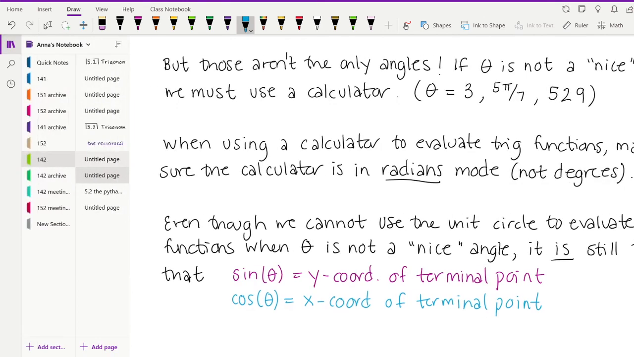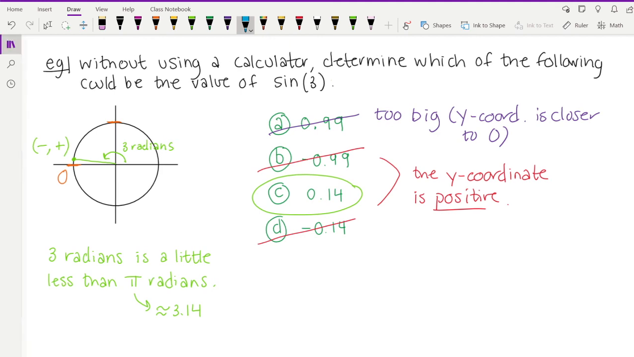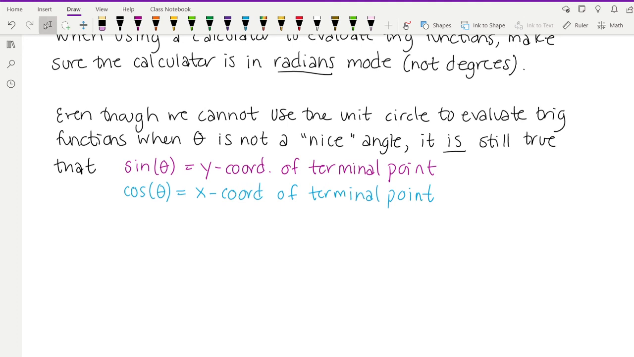Just to give an example of that, in this example, we were not able to draw a special right triangle, but we did use the fact that the x and y coordinates are sine and cosine to eliminate which answers could not be the value of sine of 3. And we'll do another example like this in a minute. Even if you're not using the unit circle to evaluate sine or cosine of an angle, it is still true that if you could locate that angle perfectly on the unit circle, and if you could find the x and y coordinates of the terminal point, those still would correspond to sine and cosine.